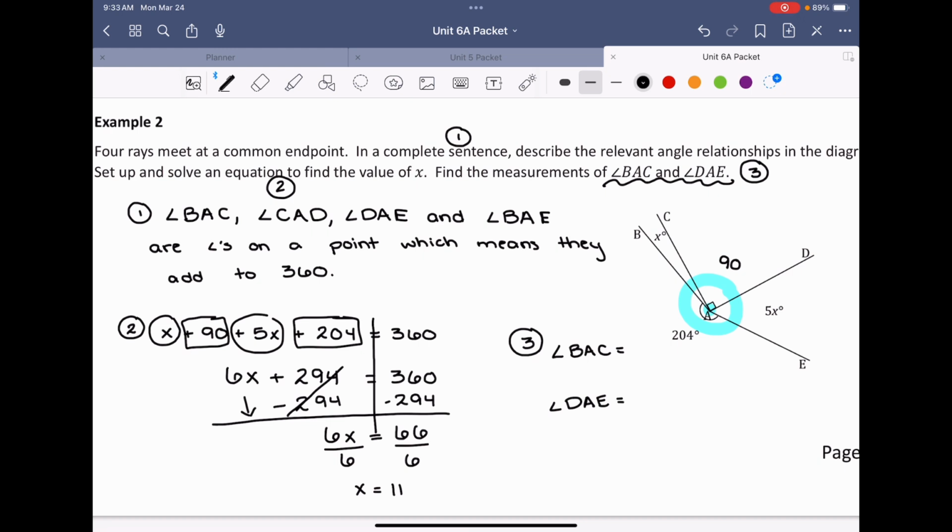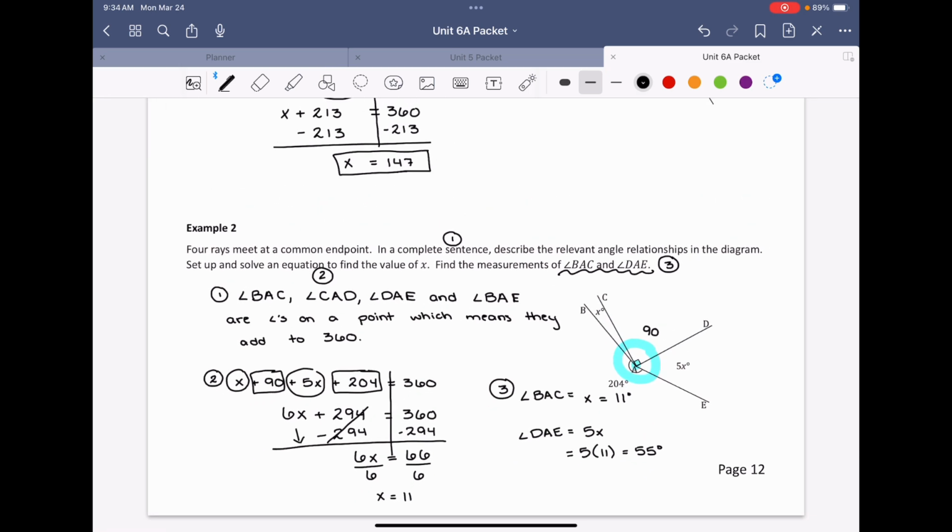So BAC is just x, so that means BAC is 11 degrees. But DAE is 5x, so I'm going to plug that in. 5 times 11, so 55 degrees. And again, if you needed to double check this, you could add up all of those angles and they should give you 360 degrees at the end.